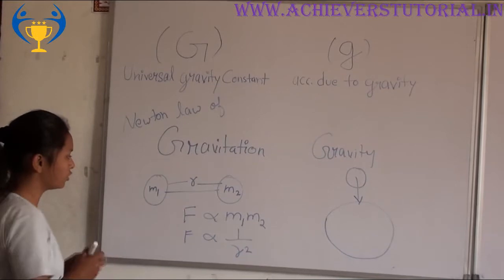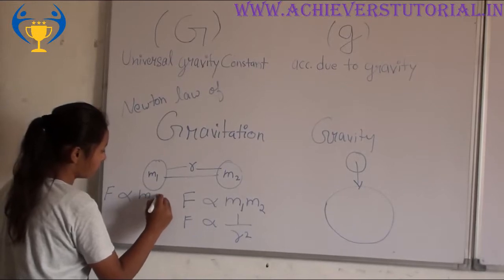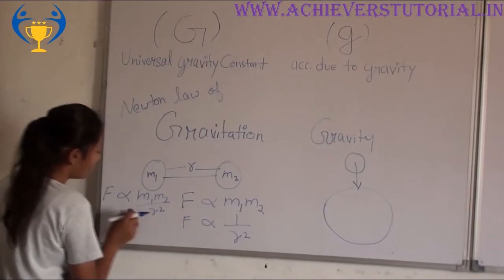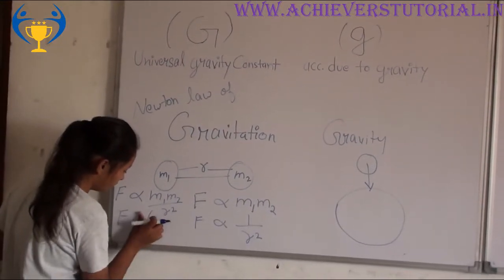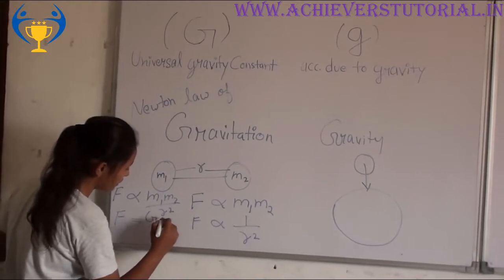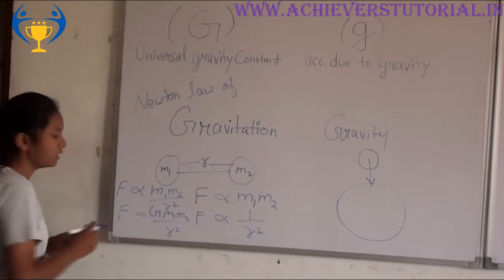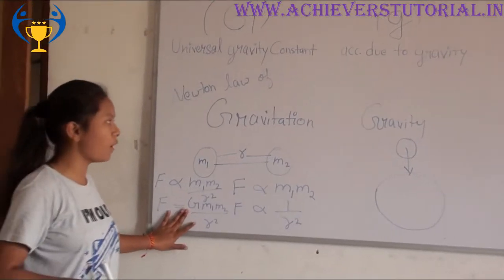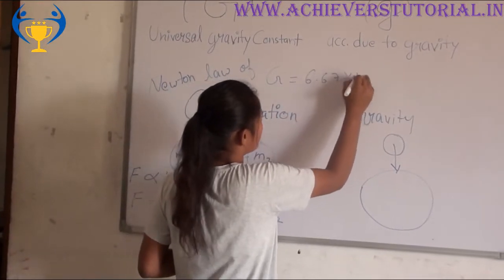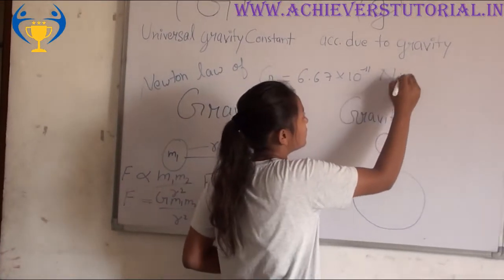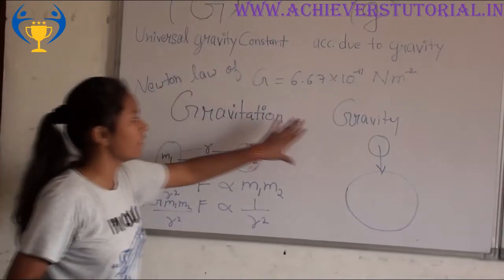From these two, we can conclude that force is directly proportional to m1 m2 upon r square. For removing the proportionality sign, we use G. We use capital G, which is also known as the universal gravitational constant: F equals G m1 m2 upon r square. The value of G is 6.67 into 10 to the power minus 11 Newton meter square per kilogram square.